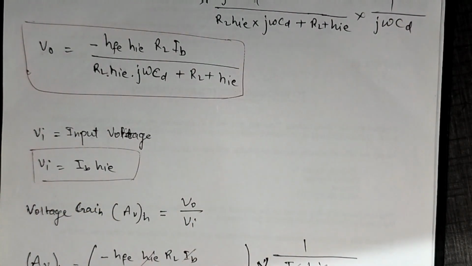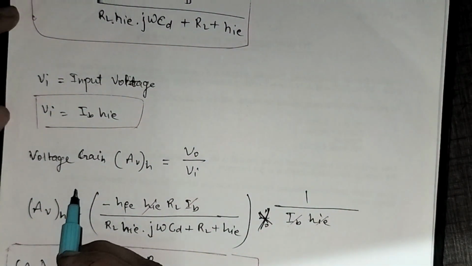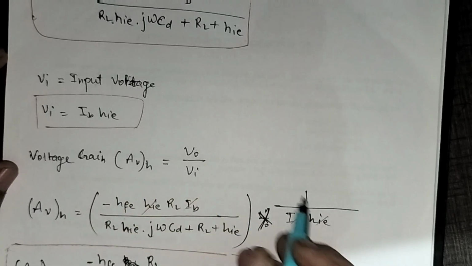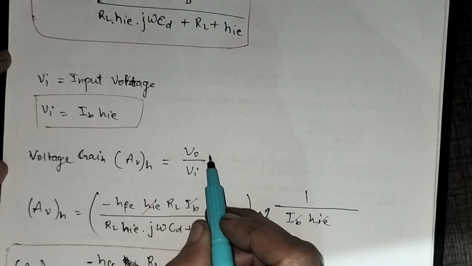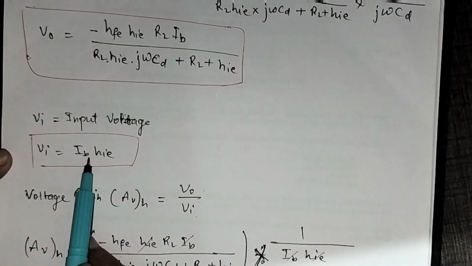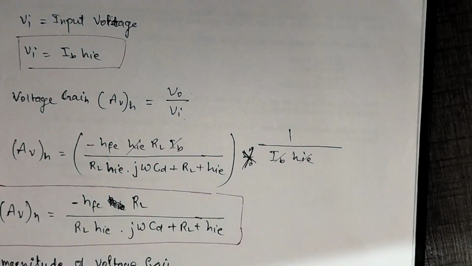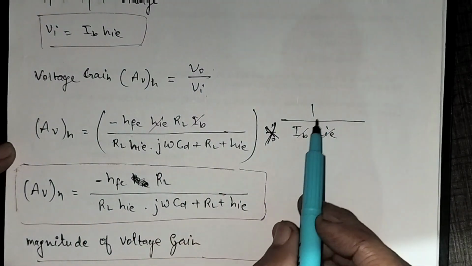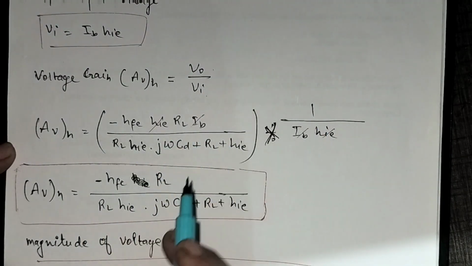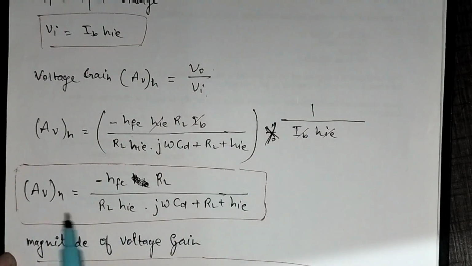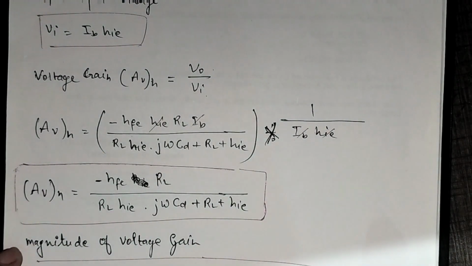Now we'll find the voltage gain of the transistor or the amplifier. This is the high frequency voltage gain. It will be equal to output voltage upon input voltage. Now we will put the value of the output voltage and the value of the input voltage here and solve it. After solving the equation, we will get this equation. We can see these are cancelling out, so the remainder is minus HFE into RL upon RL into HIE into j omega CD plus RL plus HIE. So this is the voltage gain at high frequency.